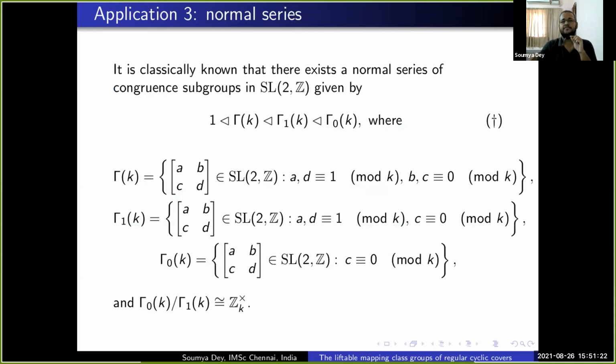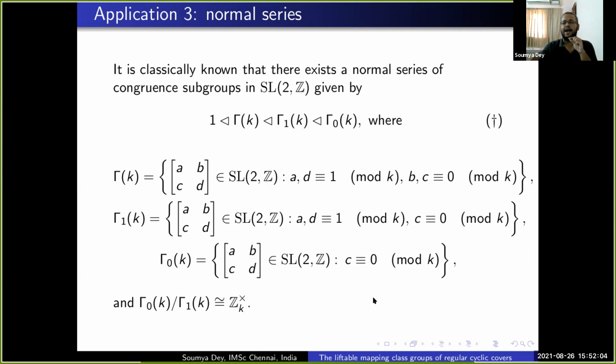The third application relates to a result in classical number theory. It's classically known that there exist normal series of congruence subgroups in SL2(Z). These are all congruence subgroups, and the definitions are here. We have gamma k inside gamma 1k and gamma not k, and these are the definitions of these congruence subgroups. All of these are subsequently normal, sitting inside the next one.